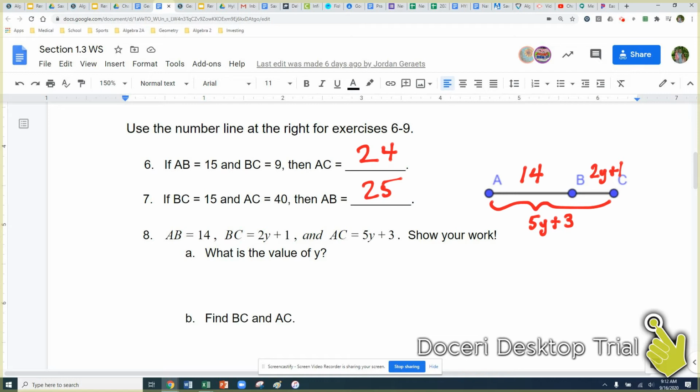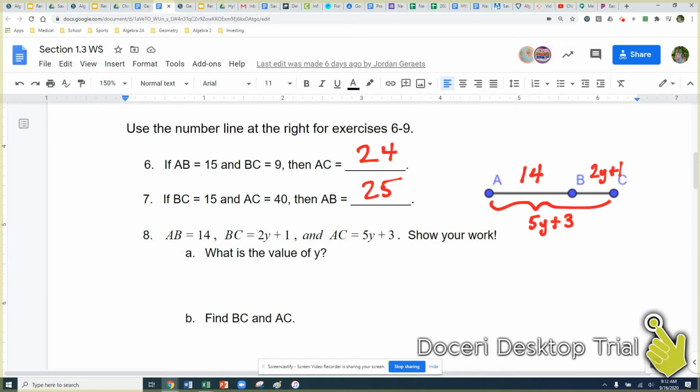Don't worry about the numbers. AB and BC. What am I going to do with the AB and BC to equal the full length of that segment AC? What are we going to do? Add them. So no matter how we're presented what the lengths of those pieces are, we're still going to stick to that segment addition postulate.